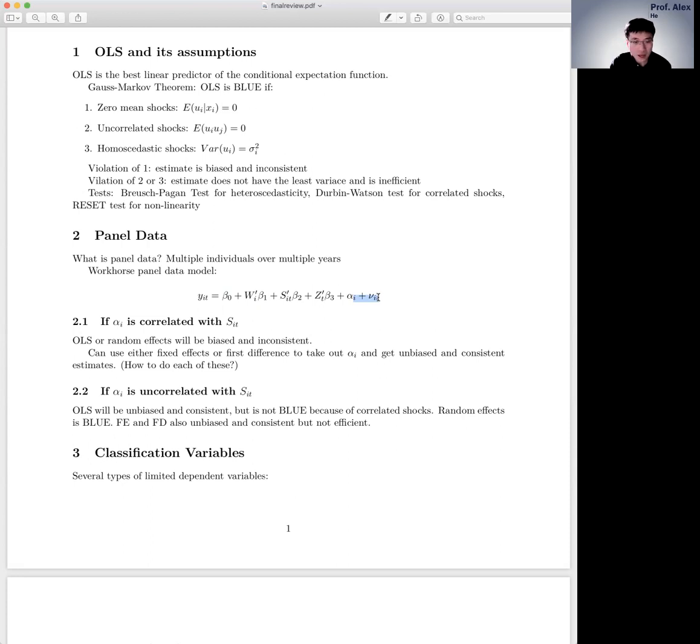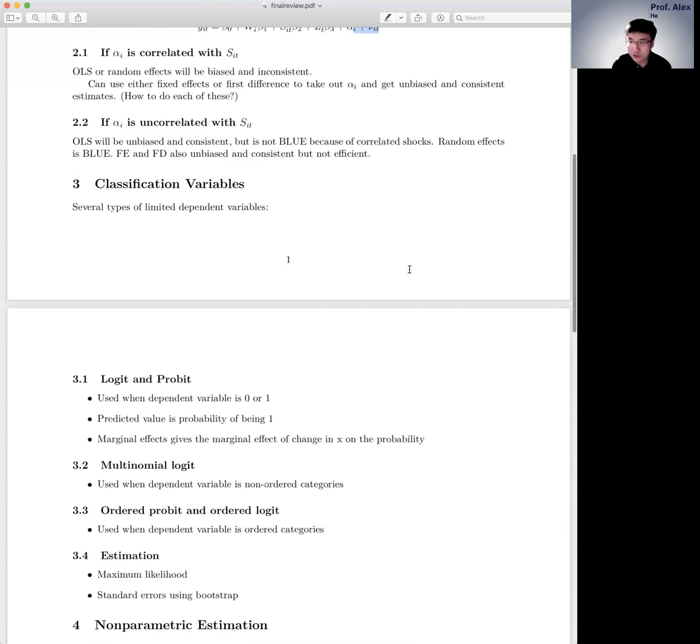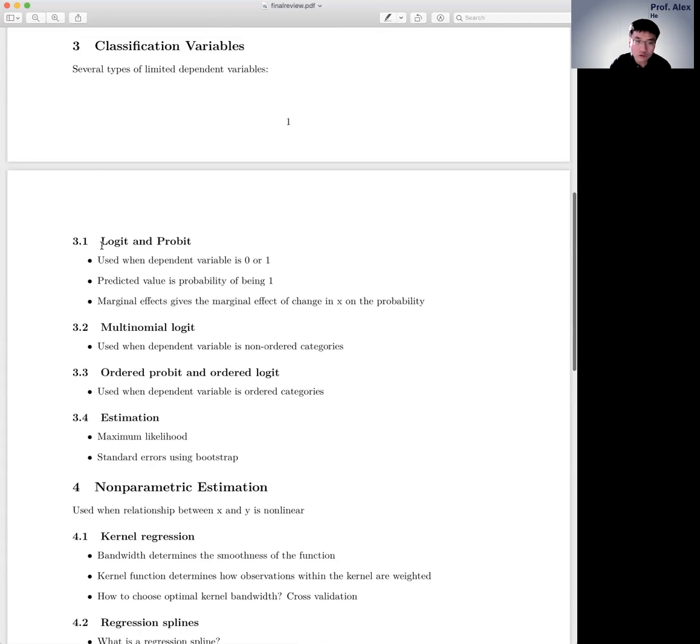Okay, so that's the panel data. And the third topic we talk about is classification models, where the Y variable, the outcome variable, is not a quantitative variable, but rather a categorical variable. So the first case is that there are two categories. And in that case, we would do logit or probit.